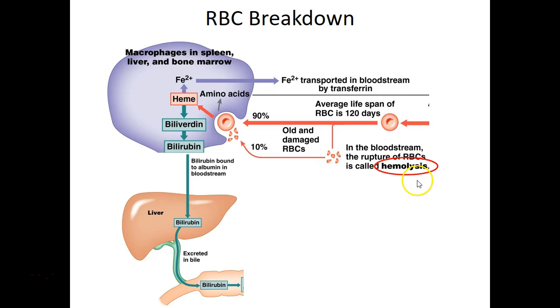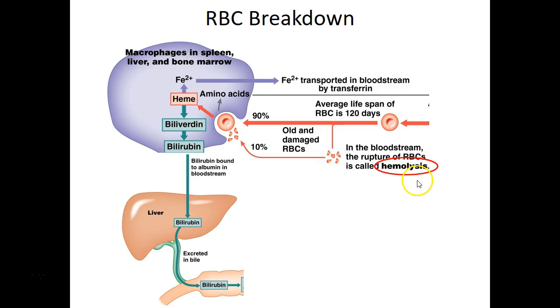The second thing is that we separate the iron from the rest of the heme group. The iron gets transported back into the bloodstream by a protein called transferrin. It ferries iron back so it can be reused. Iron and minerals are very precious, and your body doesn't want to get rid of them, so it wants to recycle them. Iron's one of those things.